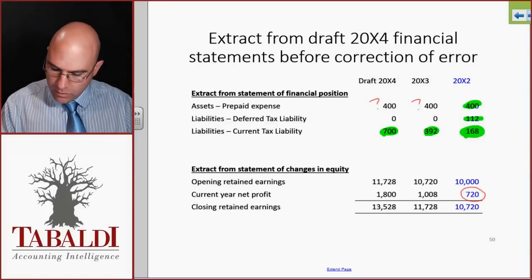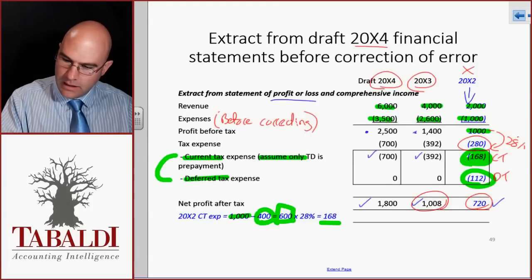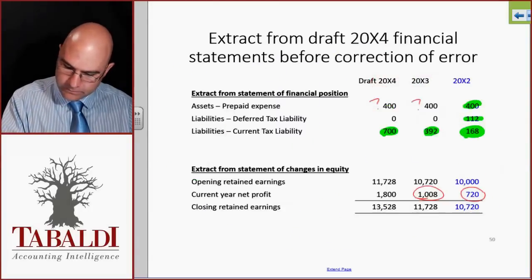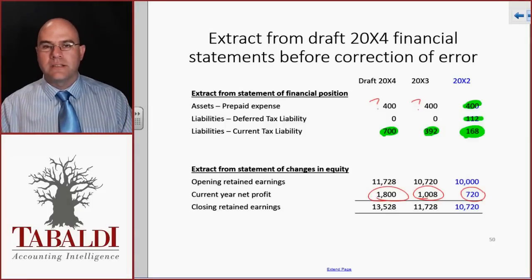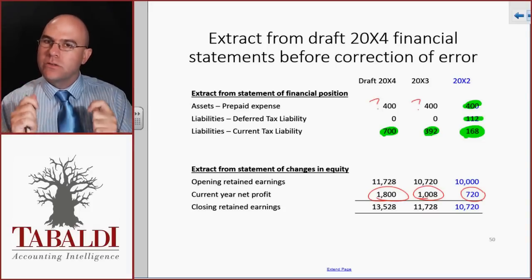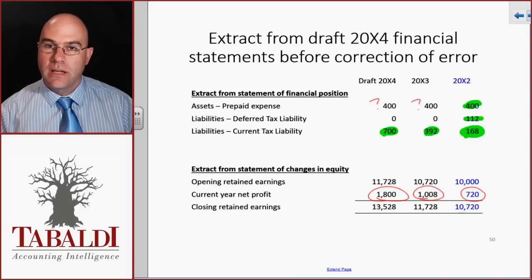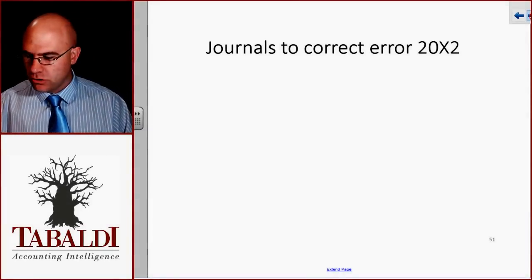The next year, we take the opening balance 10,720 plus the 1,080. 2004, we have a profit of 1,800 added on. Okay, so this is all the information given to you before you need to go and do the correction to the errors. Okay, now in 20x2, let's do the journals quickly.